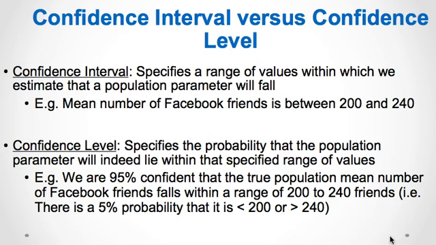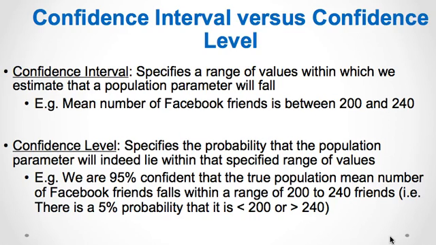A confidence interval is a range of numbers, such as the mean number of Facebook friends is between 200 and 240. A confidence level specifies the proportion or probability that the population parameter will indeed lie within that specified range of values, such as we are 95% confident that the true population mean number of Facebook friends falls within a range of 200 to 240 friends. There is a 5% probability that the true population mean is less than 200 or greater than 240.